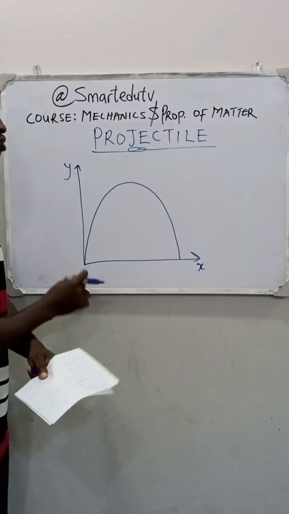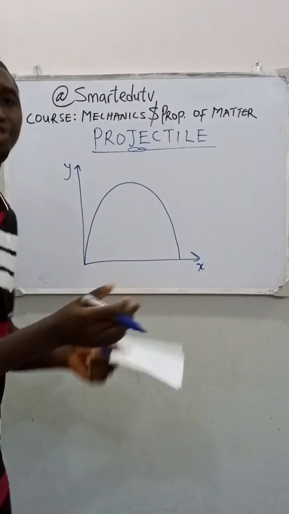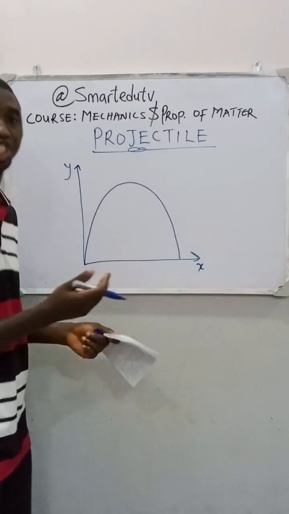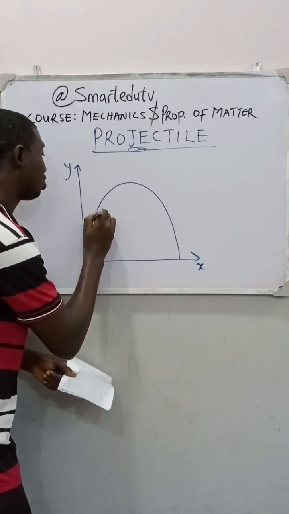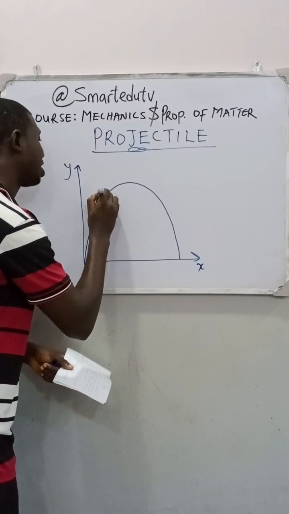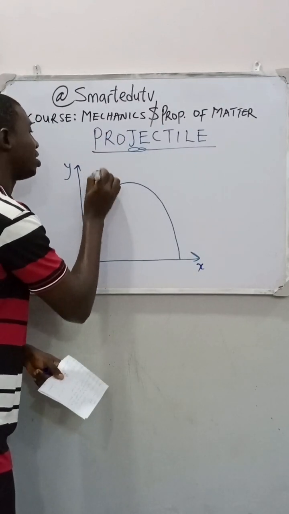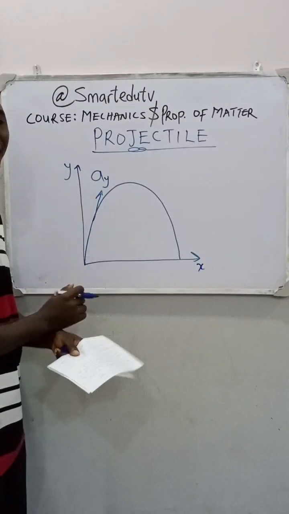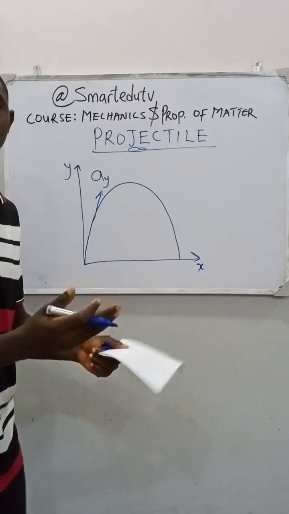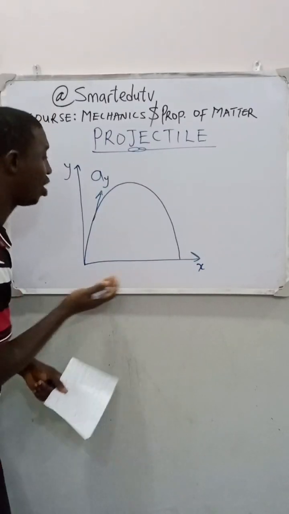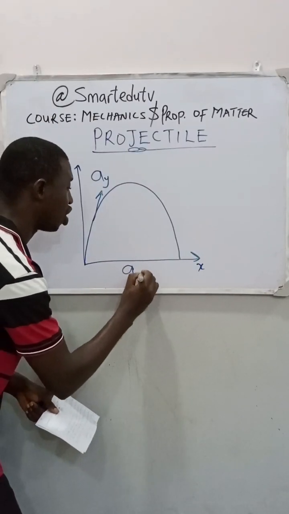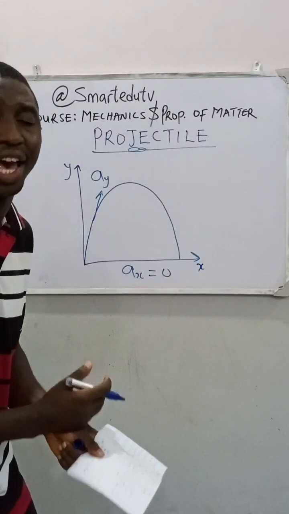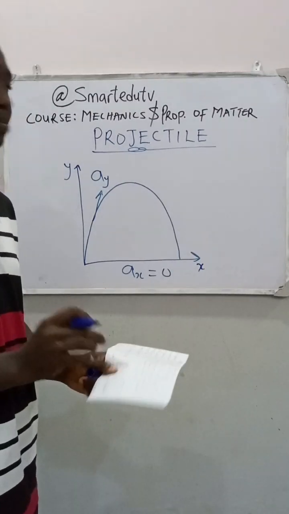We also notice from this diagram that the motion of such an object is parabolic. It takes a parabolic shape. In terms of acceleration, the object starts accelerating towards the y-axis. What happens to acceleration along the x-axis? Along the x-axis, the acceleration equals 0. Why? There is no acceleration along the x-axis. Please take note of this.